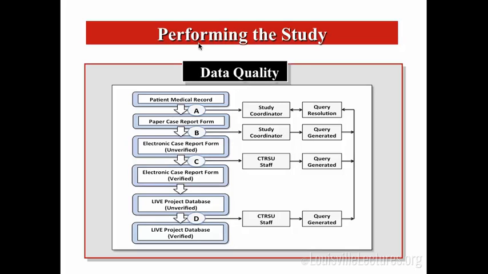This is just a flow chart or a type of figure to show what we do. And quickly, over time, we developed a process where we put data quality at different steps. So A will be the person who collects the data from the medical records to the case report form in paper, and then B will be the person who transfers the data from the paper case report form to the electronic case report form.